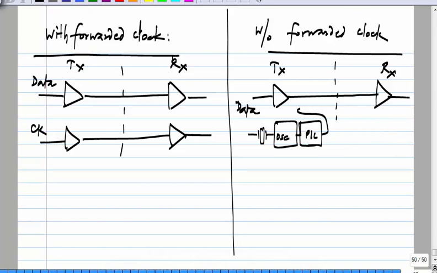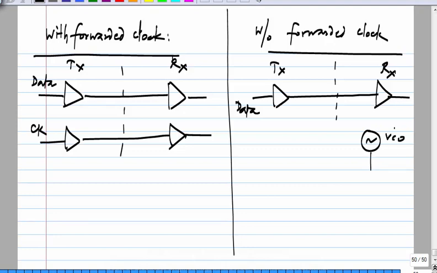So what do we need to generate a clock? What is the block that generates a clock? Here we need to generate a clock with the right frequency and the right phase. That means we need some circuit whose frequency can be varied. What is that? Yeah, voltage controlled oscillator. If you do not have any forwarded clock, you need some way, this is not the only way, we will see, of generating different frequencies which can be controlled electronically. So this is the voltage controlled oscillator and this will be used in the receiver.